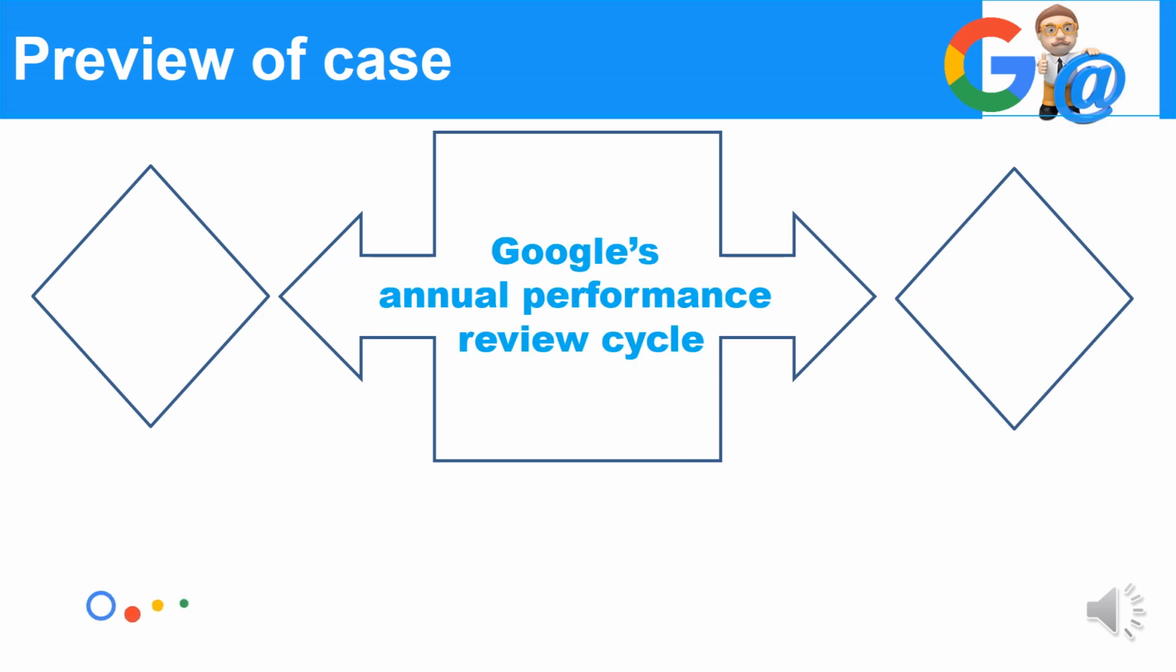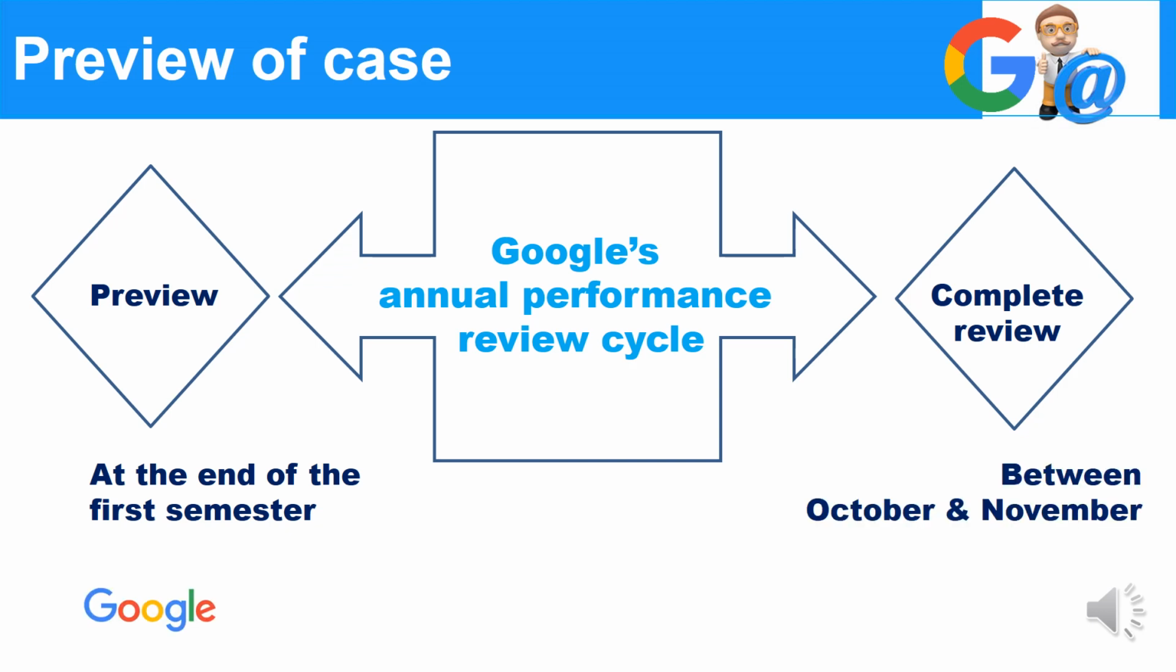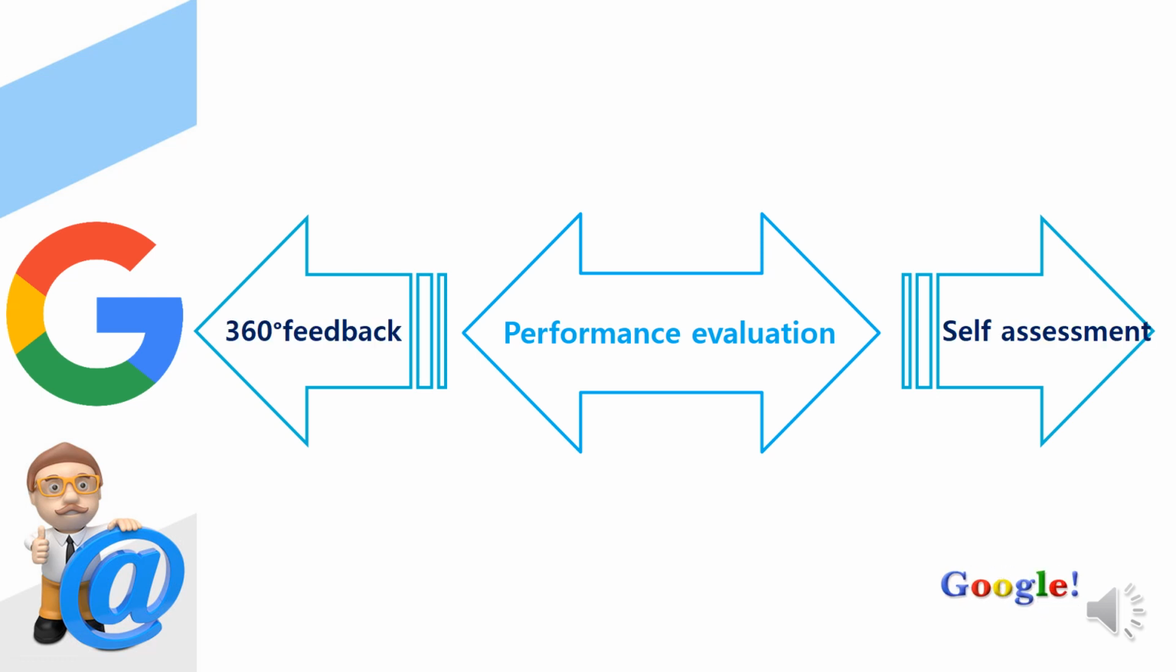The case is on Google's annual performance review cycle. Google mainly does its review in two ways. First is a preview that is done at the end of the first semester, and the complete review that is done in the months of October and November. The performance evaluation methods used in Google are of two types. They are 360-degree feedback and self-assessment.